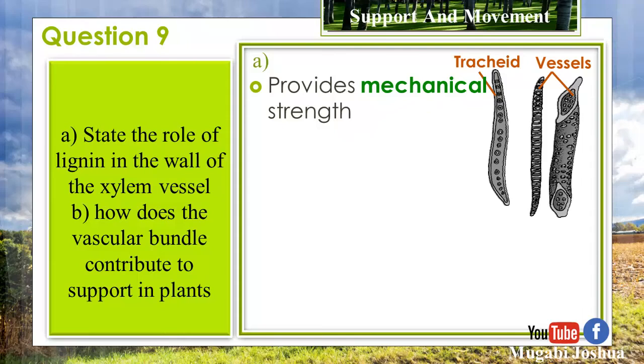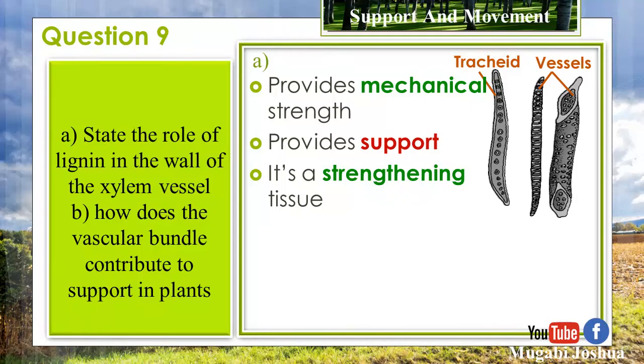It provides mechanical strength. Then secondly, it provides support. Lignin in the walls of the xylem vessels provides support. Then the third, lignin provides strengthening. It is a strengthening tissue in the walls of the xylem vessels.